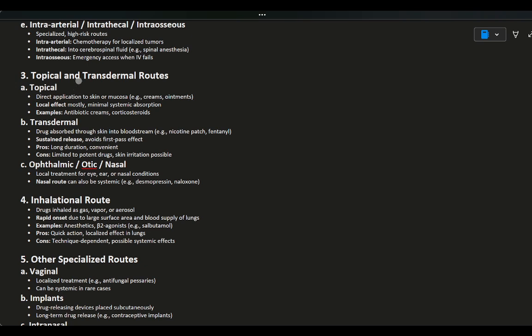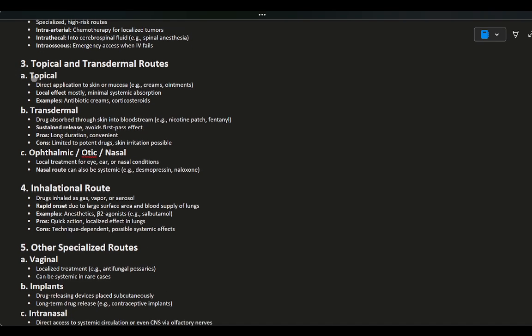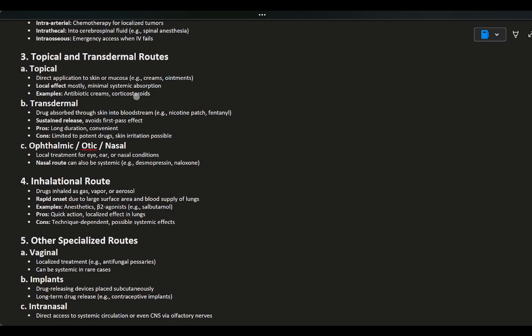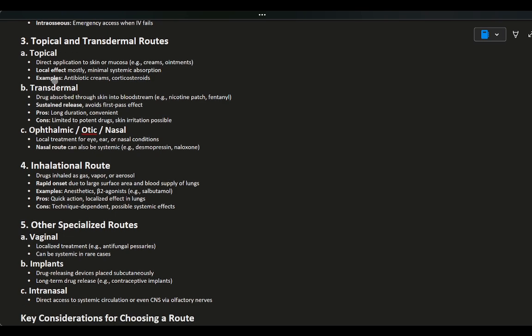Finally, we have the topical and transdermal routes. Many of you might be familiar with the topical route because it involves direct application of the drug to the skin or mucosa, such as treating acne. And so creams and ointments are common for those. They mostly have a local effect, so you have minimal systemic absorption. And once again, examples of these include the antibiotic creams or corticosteroids.